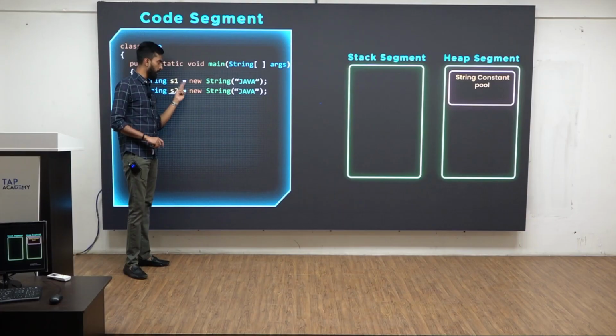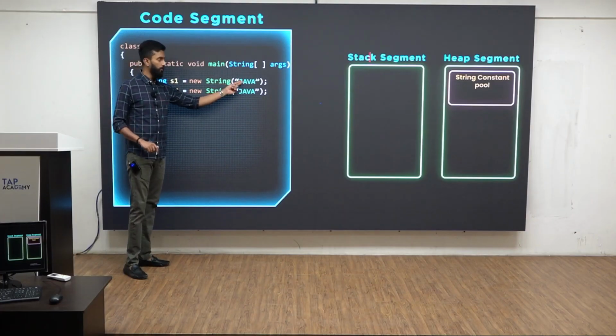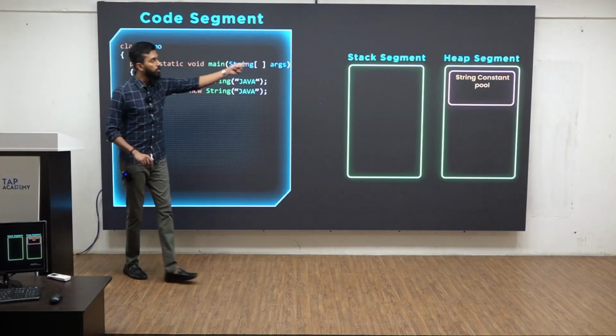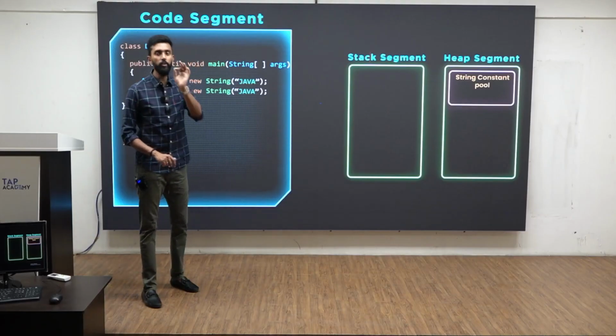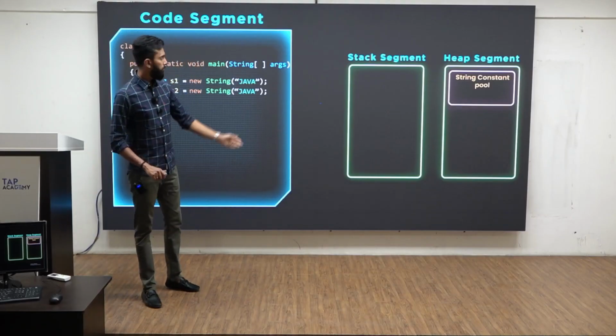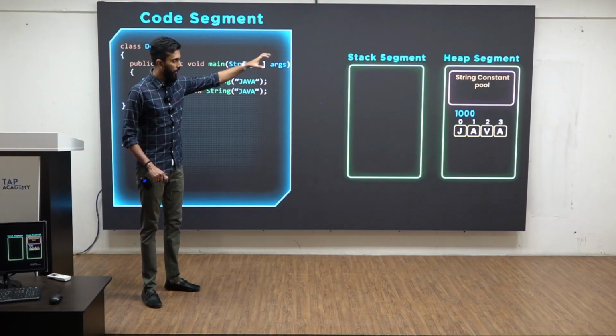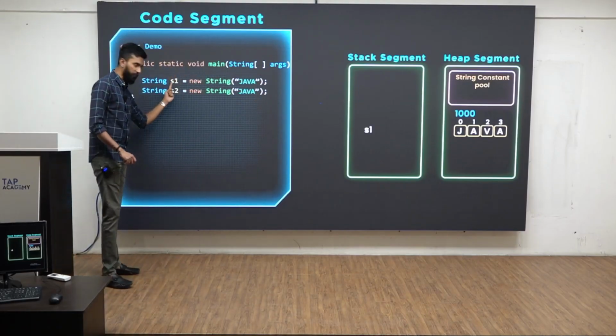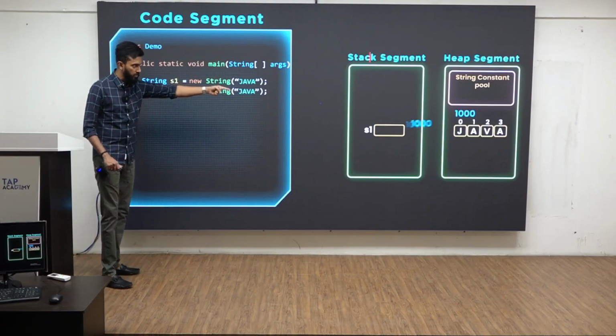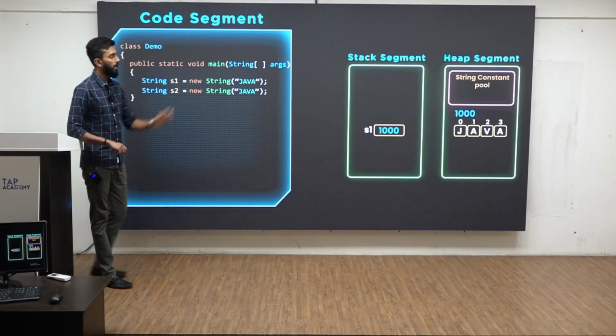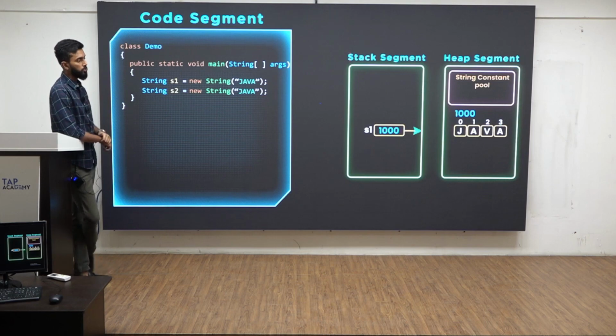Control comes to the first line, assignment RHS. Where will this string get created? Outside the constant pool, since new is used. A brand new string gets created. It will have an address. That address is taken and given to the reference. References are created in the stack. That is referring to this. I think everybody has understood this.